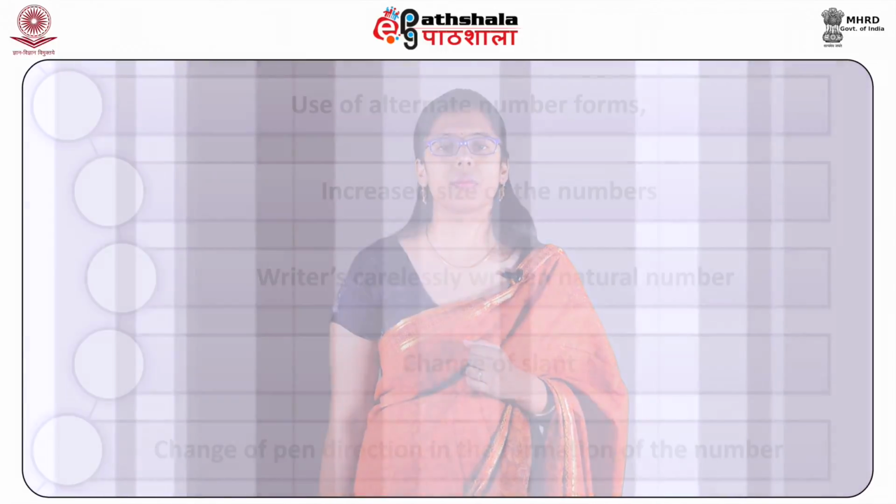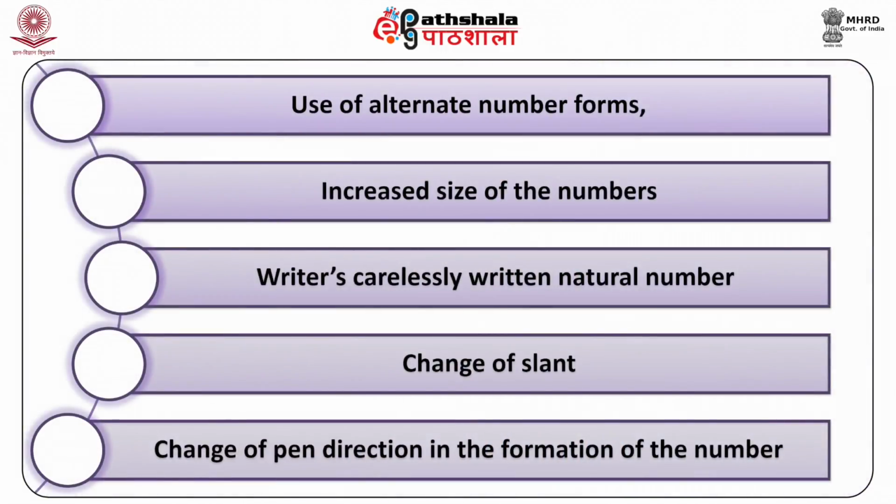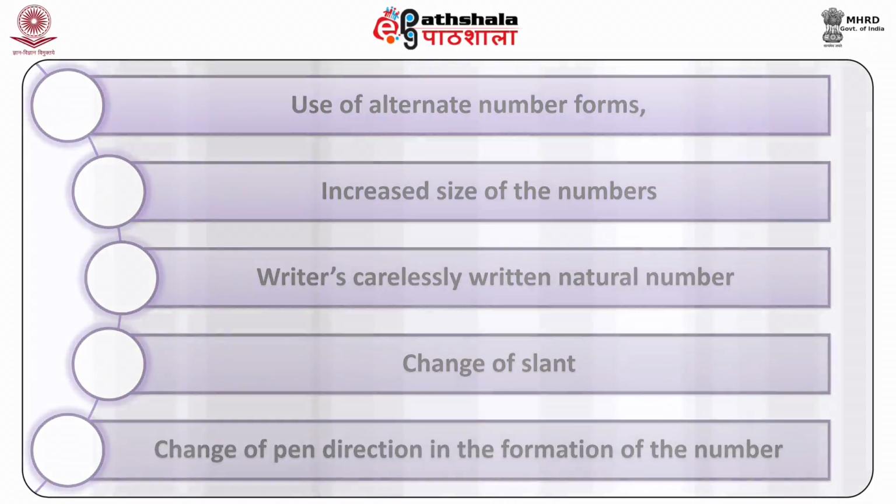Kelly researched the preferred method of disguising numbers by 200 writers. The participants were instructed not to use their offhand to change the writing instrument. The methods of disguising, listed in the order of preference, are use of alternate number forms, increased size of numbers, formal version of numbers where writers carelessly return to natural forms, change of slant, and change of pen direction in formation of numbers.